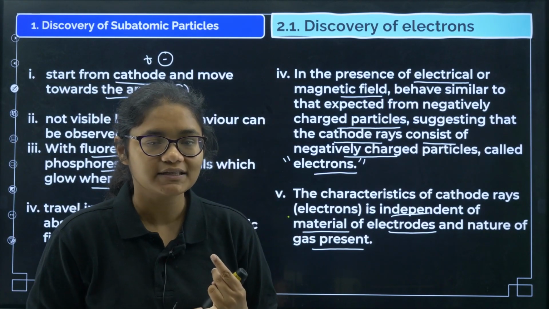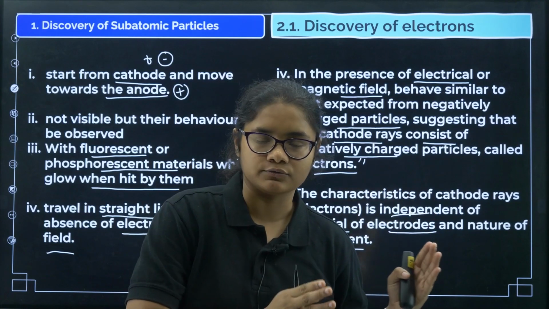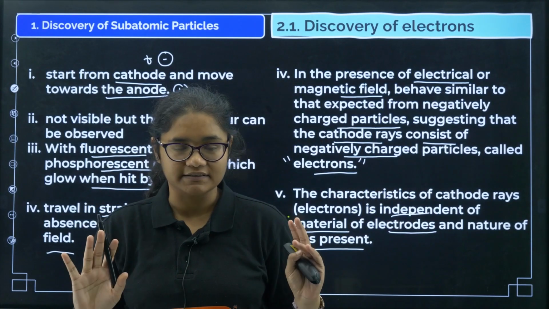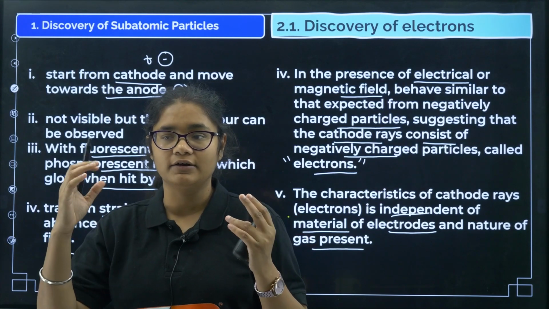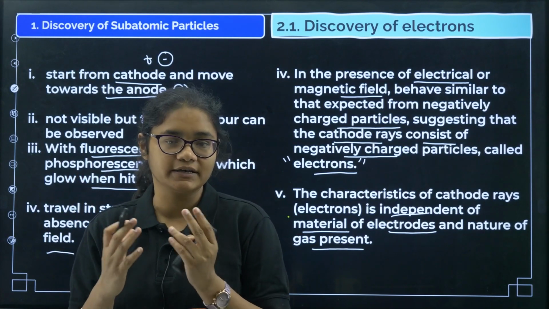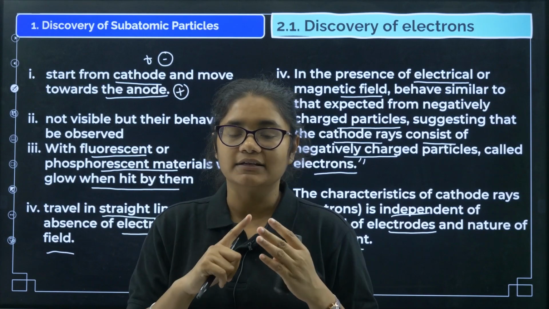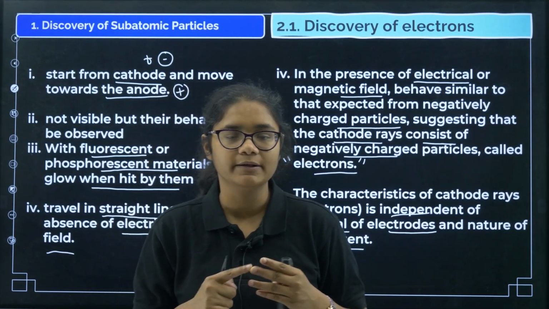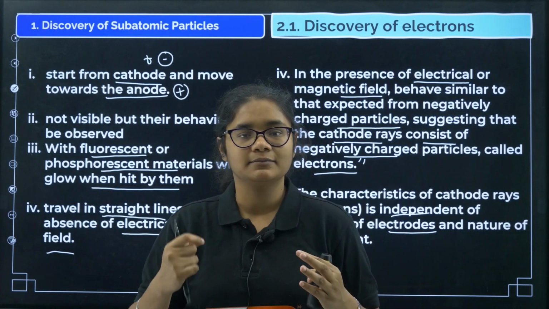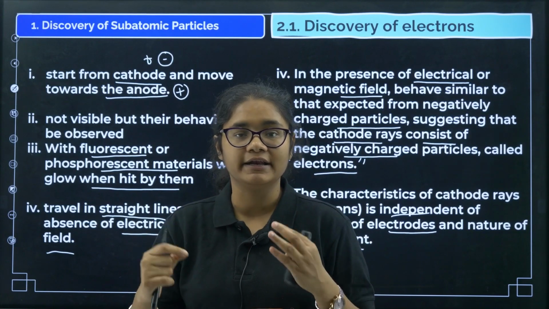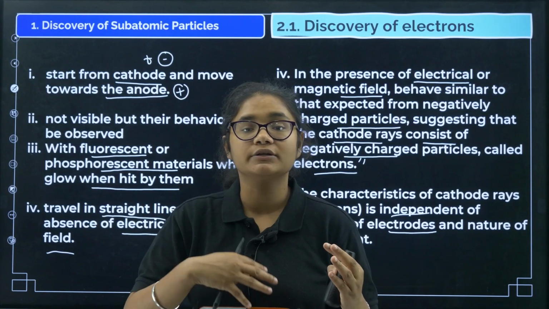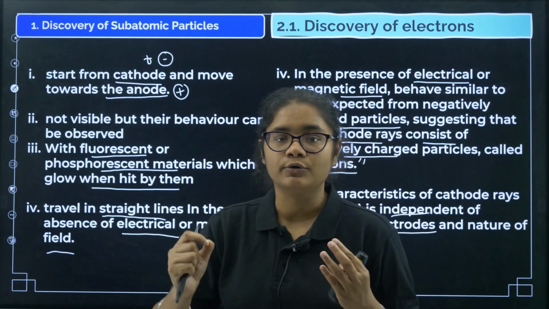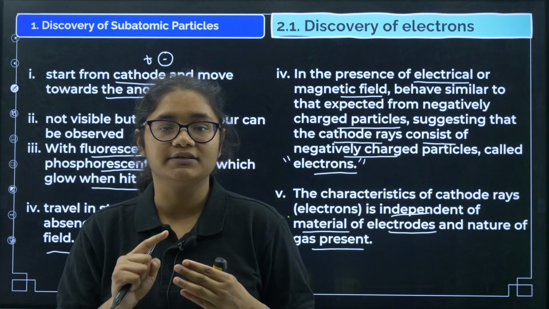The first property is that it starts from the cathode and moves towards the anode. The second property is that it was not visible, but when it hit the fluorescent or phosphorescent material, it started glowing. The third one, it traveled in a straight line in the absence of electric and magnetic fields. Fourth point, when you provided some external electric or magnetic field, it deflected the way negatively charged particles would behave, which conveyed that these cathode rays contain negatively charged particles.